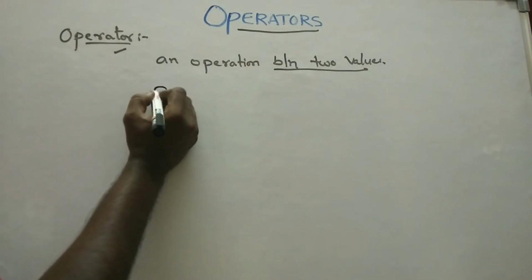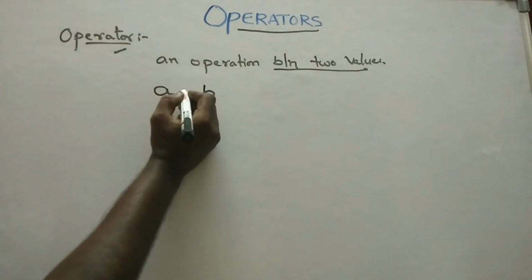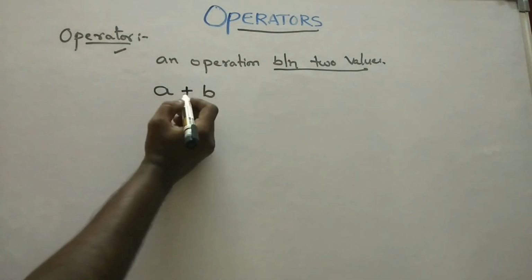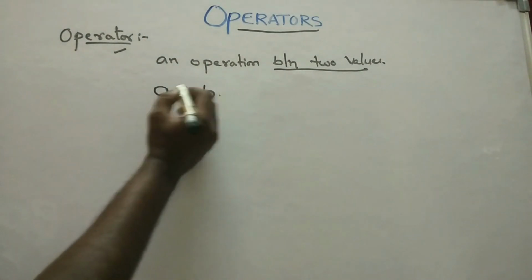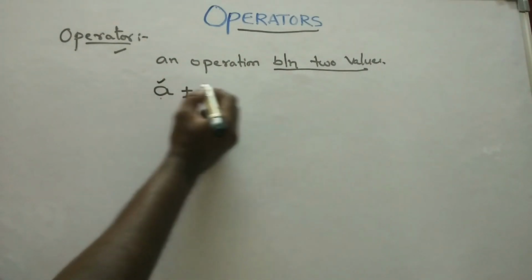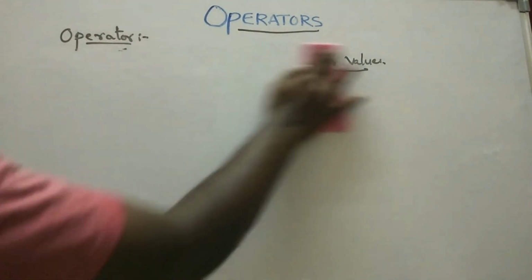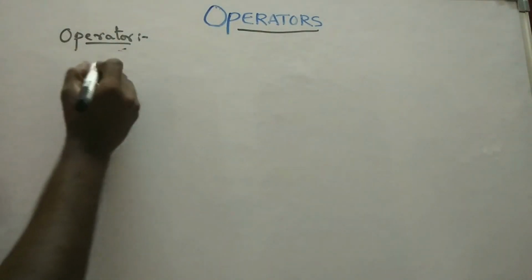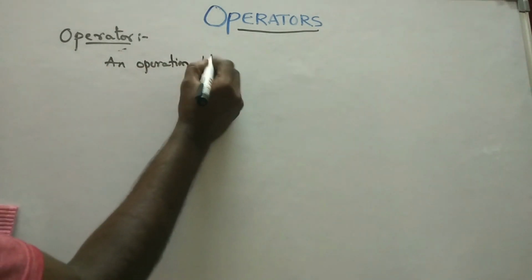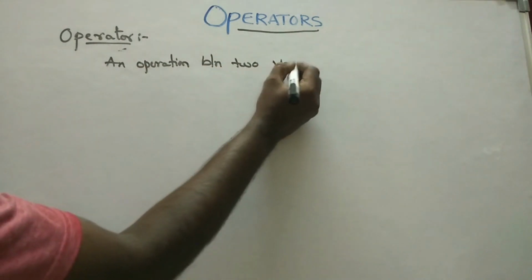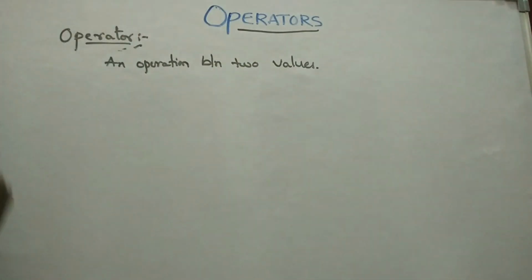Suppose for example, A is one value and B is another value. In between A and B, if I perform plus, that means I am performing the addition of the values A and B. That is the operation, called the addition operation between the two values. That is nothing but an operator. Simply, an operation between two values is called an operator.